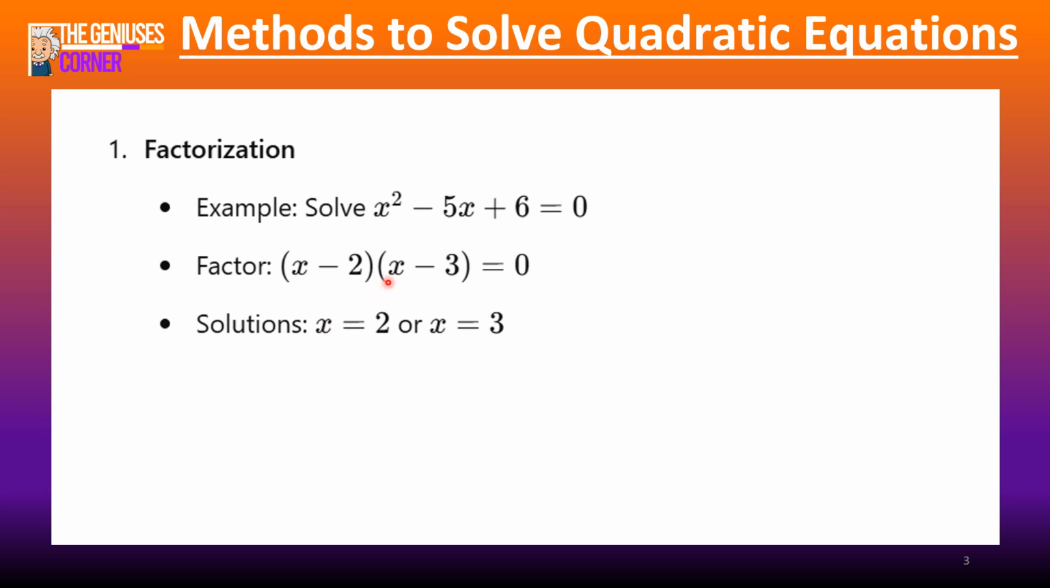Then when I have my two brackets, I simply equate them to 0. So I say x minus 2 equals 0, therefore x equals 2. x minus 3 equals 0, therefore x equals 3.